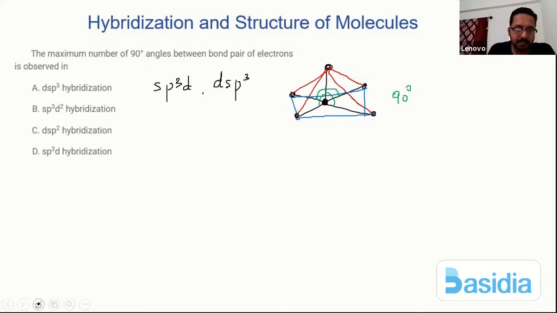Now let us go to sp3d2. I've left it to you how many 90-degree bond pair angles are there.